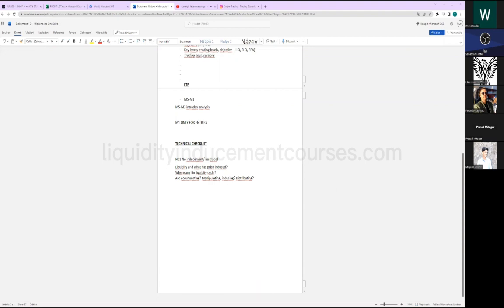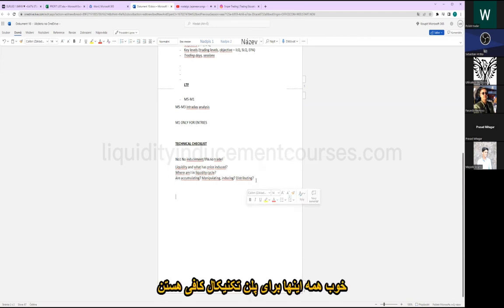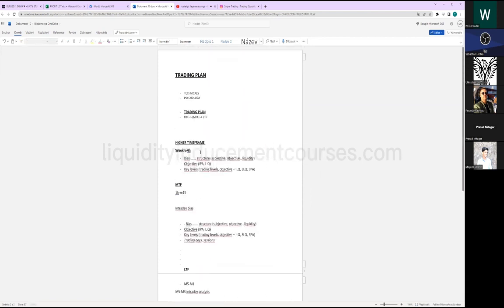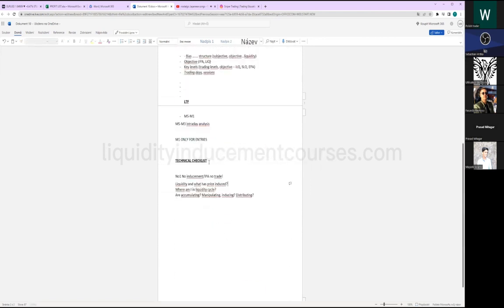And again, that should be everything. No inducement, no trade. Or EPA, no trade. So only these four are enough for you to build a technical plan. And then, yeah, an entry, again, pick one.